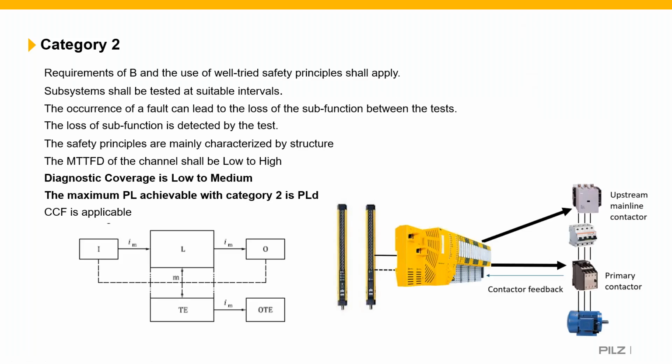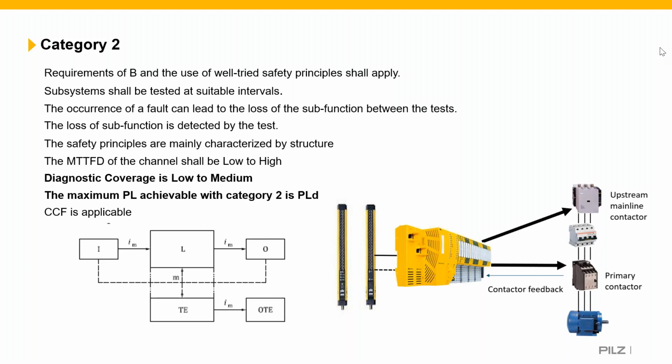Category 2. So this has redundancy, but not in the true sense of the word as we would look at in the next category. What it does, it has a single channel which is always operating. So you've got your input device, your logic device, and your output device. You have a low to medium diagnostic coverage, and this is done by monitoring the feedback from your primary contactor. And what your logic device will do in this case is detect a failure of that primary contactor.